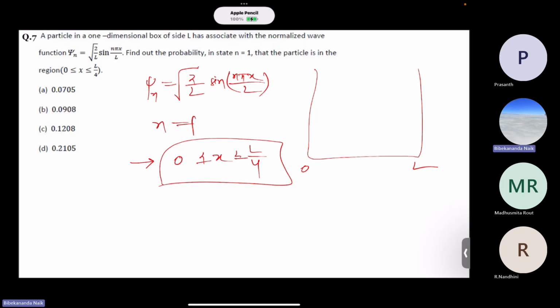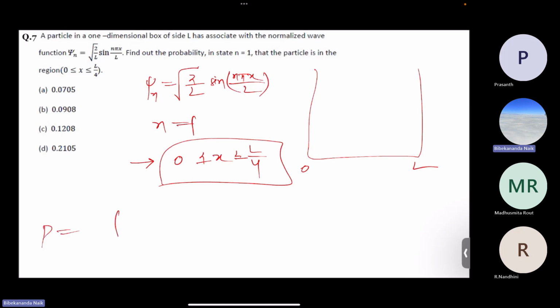Can anyone tell me what will be the probability of finding the particle in the n equal to 1 state within the region 0 to L by 4? If you remember, we were solving the normalization problem. There the probability of finding the particle from 0 to L was 1. So here we will find the probability of the particle from 0 to L by 4. So simply we can change the limit of the integration. So what will it give?